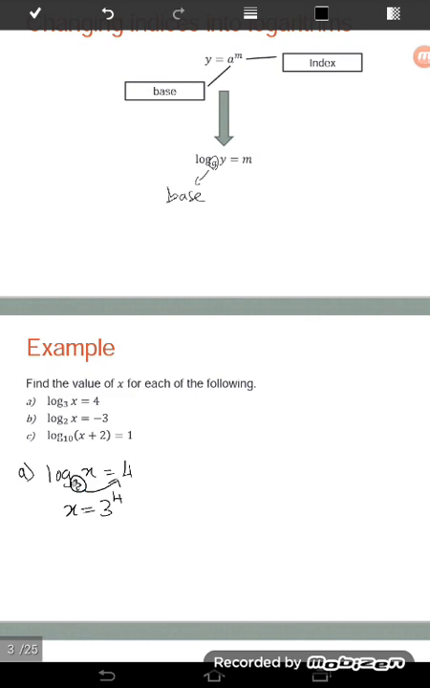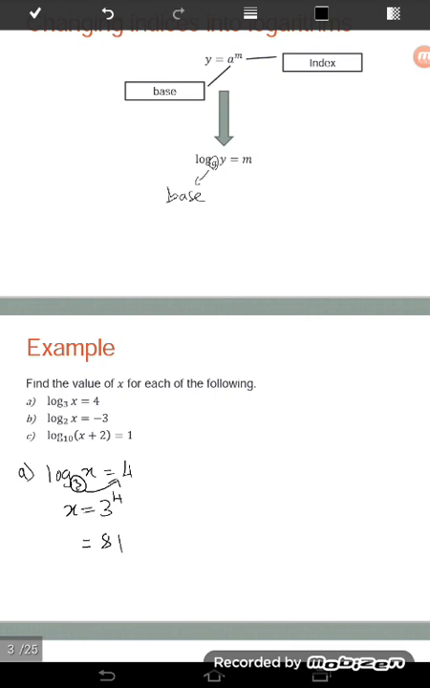Ataupun kalau nak senang mudah, 3 ni dekat bawah. Nak senang ingat, dia bawa pergi sebelah, dia tendang 4 naik atas. So 3 ni dekat bawah, dia bawa pergi sebelah, tendang 4 naik atas. If you change log to indices, x is equal to 3 power of 4, which is equal to 81.